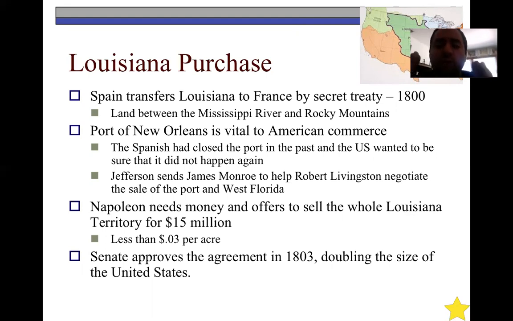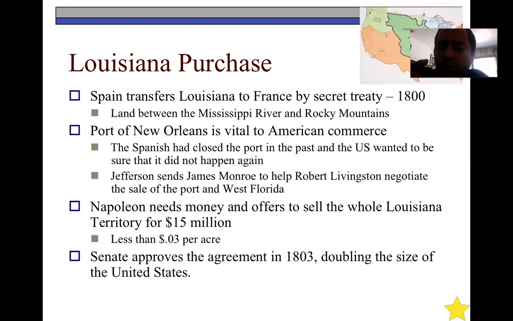So what is the U.S. going to do? Well, Jefferson, when he becomes president, is going to send James Monroe to help Robert Livingston negotiate the sale of the port and West Florida. So Jefferson sending James Monroe to oversee this here and take a look. Remember, France is in control right now.